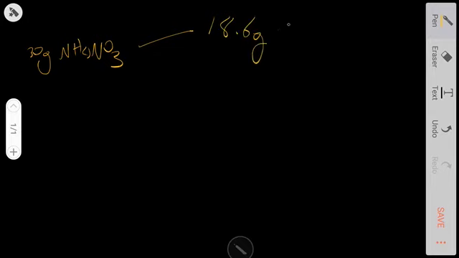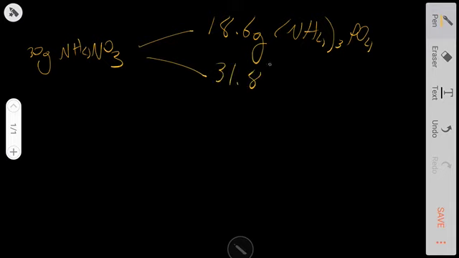And a quick summary of that is with 30 grams of NH4NO3, I can make 18.6 grams of ammonium phosphate, and I can make a total of 31.87 grams. If you rounded that to 31.9 or even 32, it's not the end of the world.